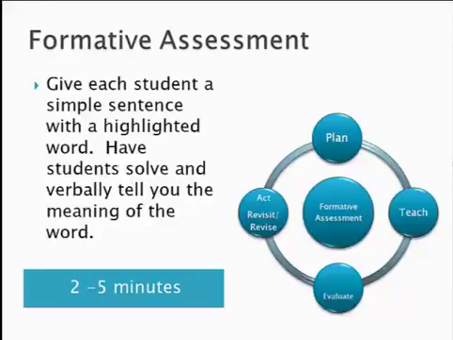Give each student a simple sentence with a highlighted word. Have students solve and verbally tell you the meaning of the word based on the clues they found in the sentence.